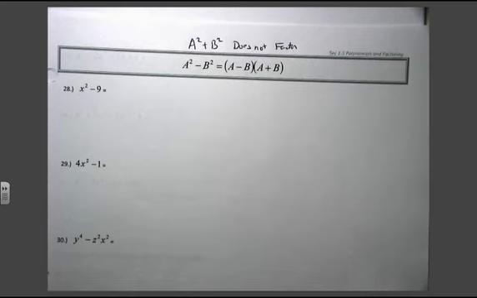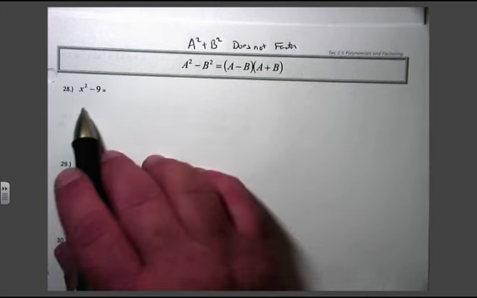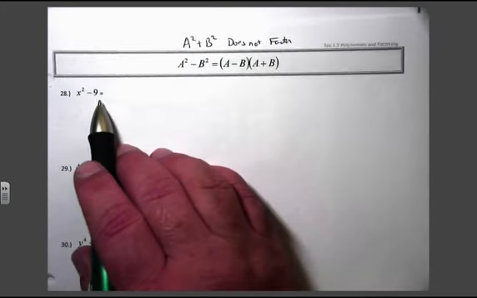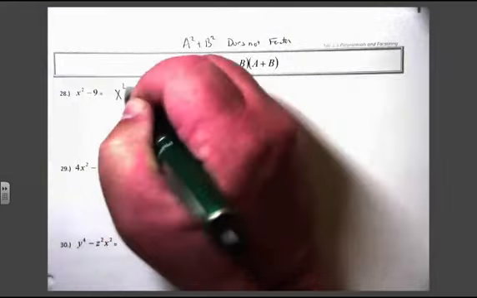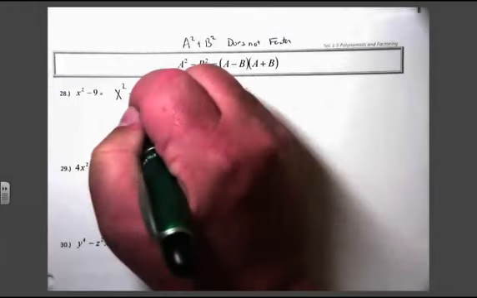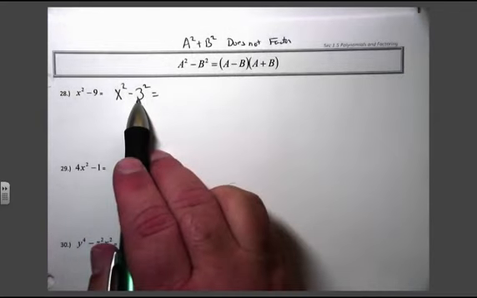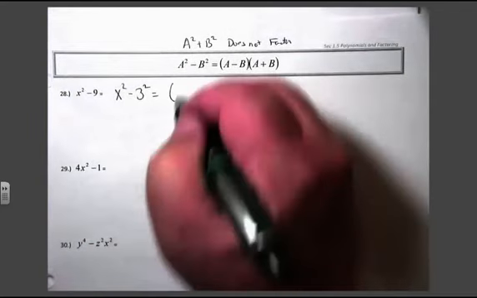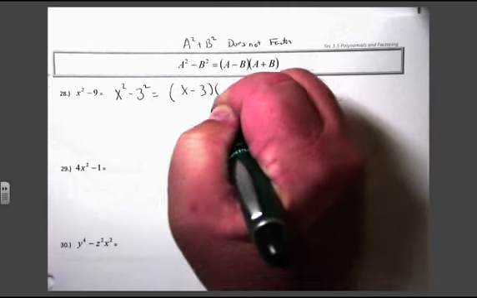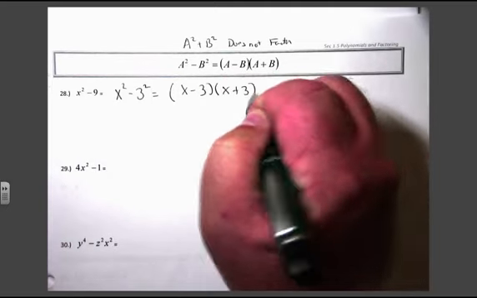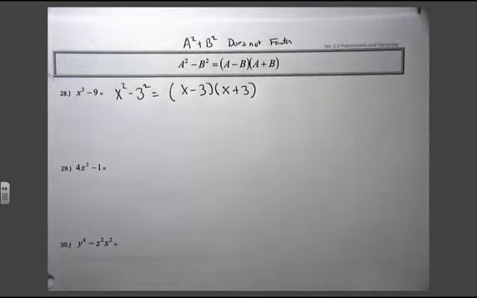So, take a look at this guy here. X squared minus 9. You could rewrite that as x squared minus what exactly is 9? 3 squared. So your a is x and your b is 3. So how is this going to factor? X minus 3 times x plus 3. Difference of squares.